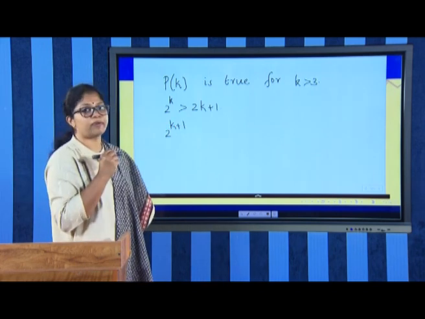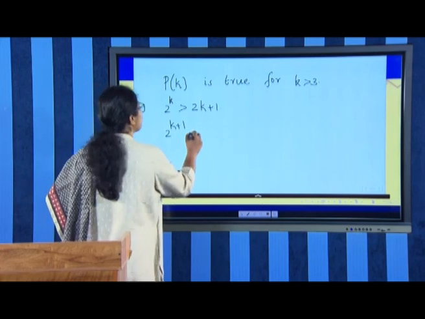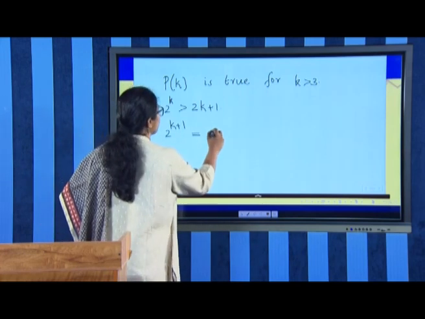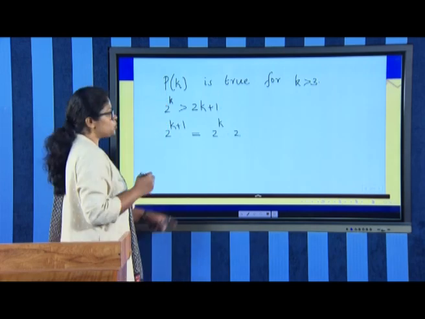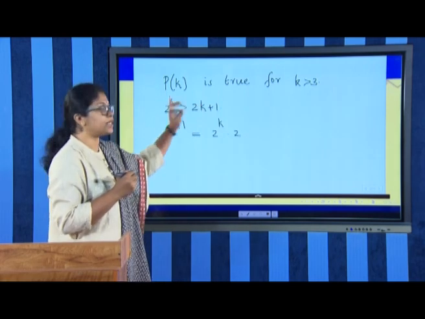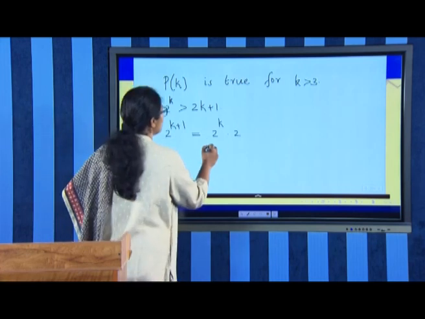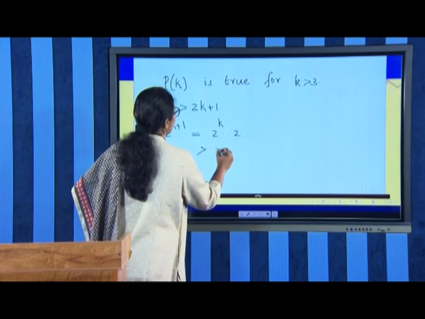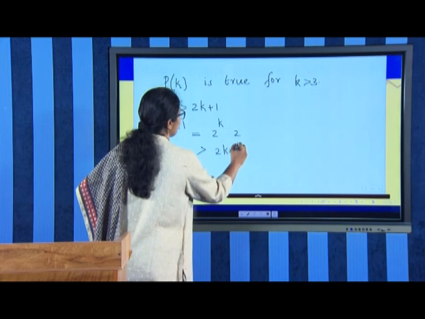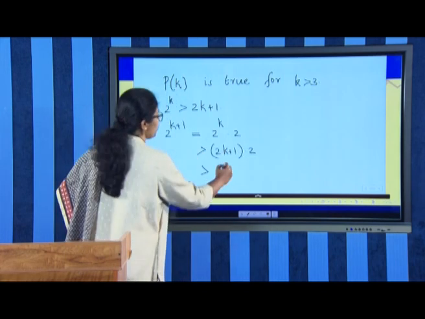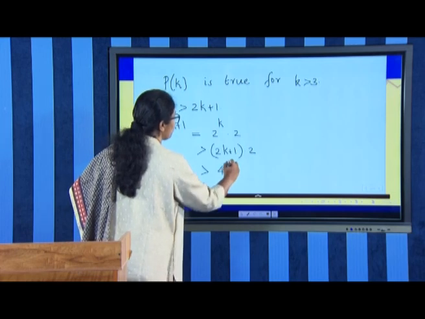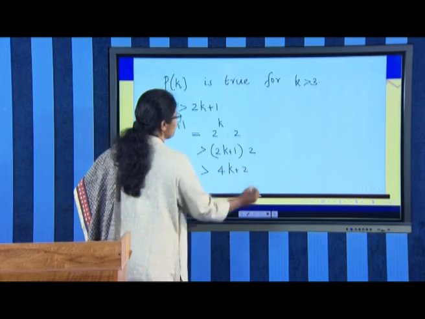So, consider 2 power k plus 1, which can be rewritten, as we have done in the previous case, as 2 power k into 2. Now, 2 power k, we have already established, is greater than 2k plus 1. So, this is greater than 2k plus 1 into 2. That is greater than, when you multiply 2, 4k plus 2.